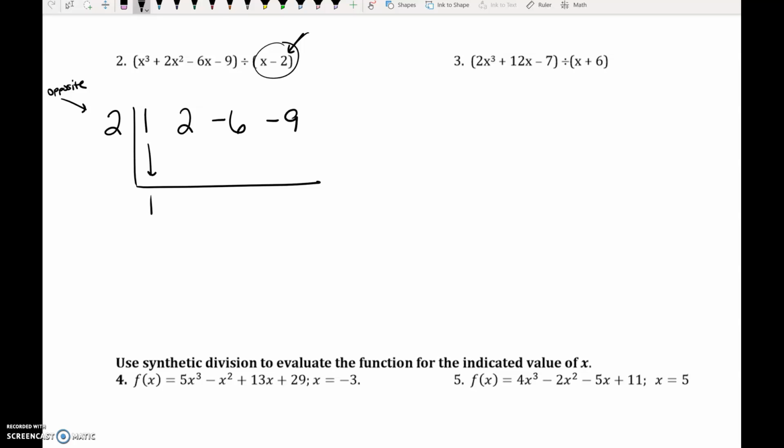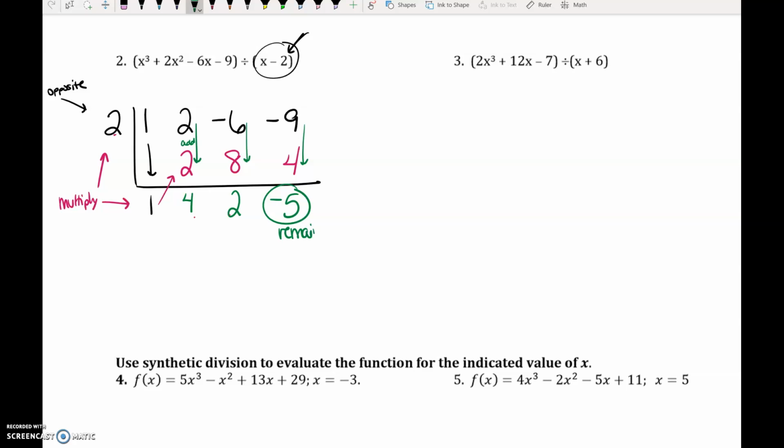Drop your first number straight down. Multiply that number with these numbers. So 2 times 1 is 2. Then we add. 2 and 2 is 4. Multiply 2 times 4 to get 8. Add 2. Multiply 2 times 5. Add negative 5.